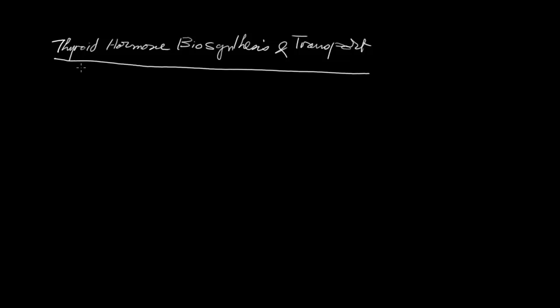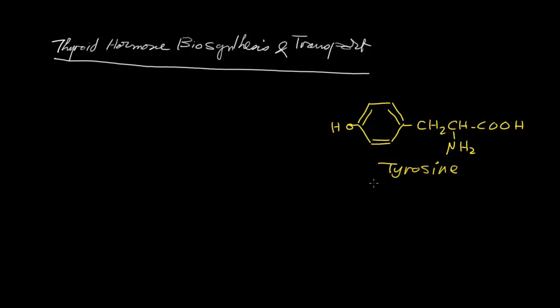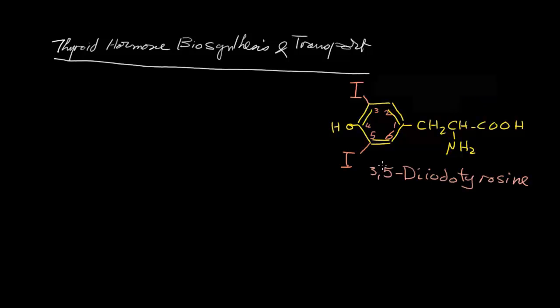In this lecture, we'll resume the discussion about thyroid hormone biosynthesis and transport. Just a brief summary about what we have mentioned before. This is tyrosine, which is the building block of thyroid hormones. Iodination at the 3-carbon position will produce 3-monoiodotyrosine or MIT. Further iodination at carbon atom number 5 will produce 3,5-diiodotyrosine, DIT.